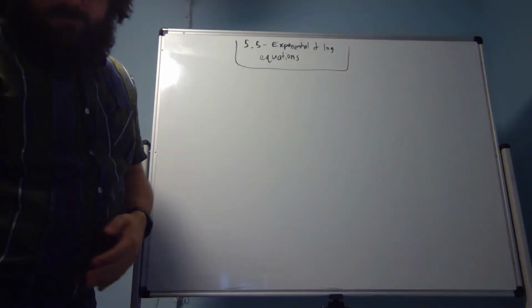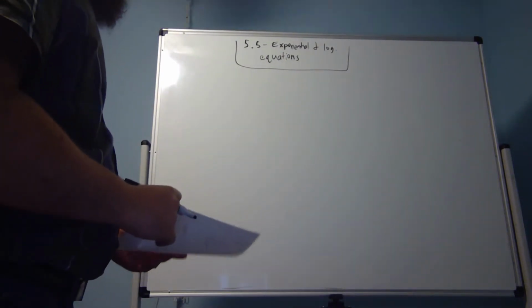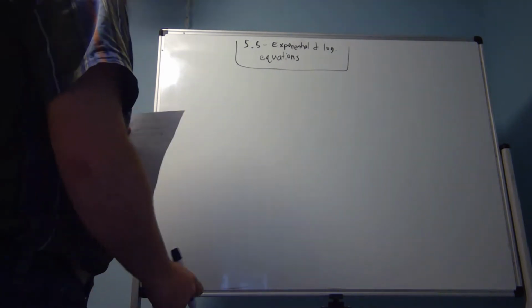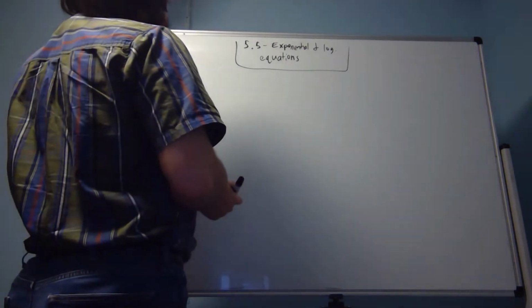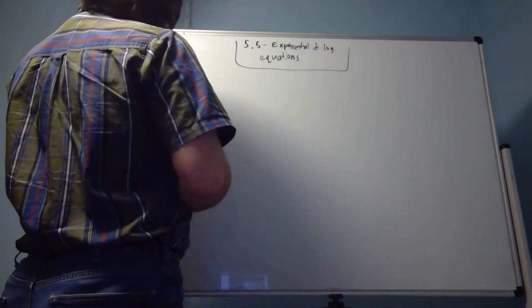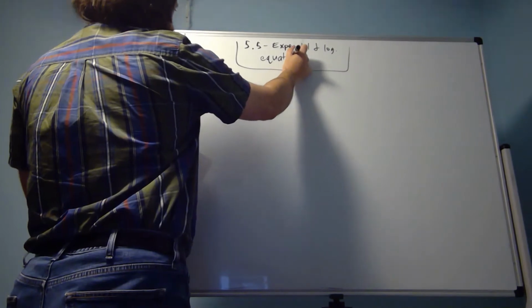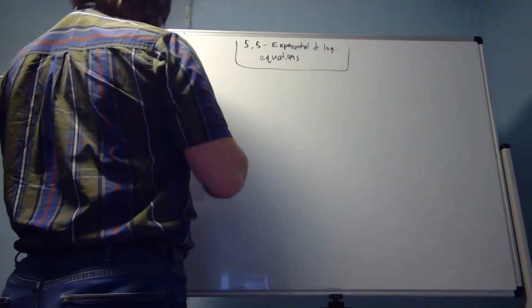Okay, so let's do 5.5, exponential and logarithmic equations. I'm just going to do a bunch of problems. All these examples are a little different, and so the strategies are all a little bit different.